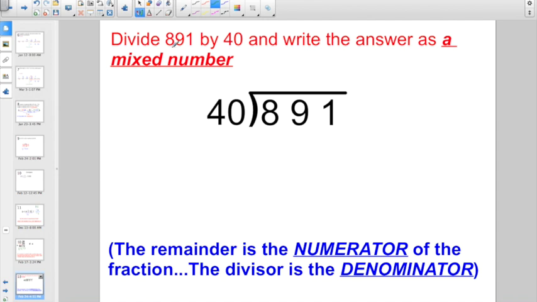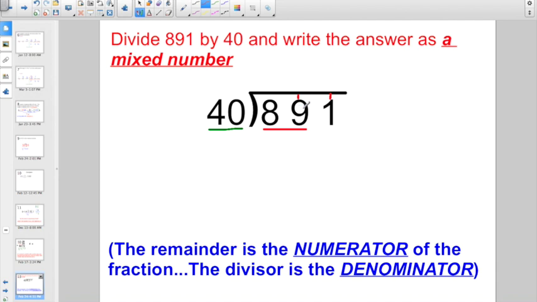Here's one asking us to divide 891 by 40 and write the answer as a mixed number. Now, the big thing you got to remember, you're trying to divide by 40. I still see some people out there trying to treat this like a 4. No, it will not. You cannot divide 40 starting off into 8. You're going to have to start dividing it into 89, which means you'll have one quotient number there. You'll have one quotient number here, right? Then there might be a mixed number involved.